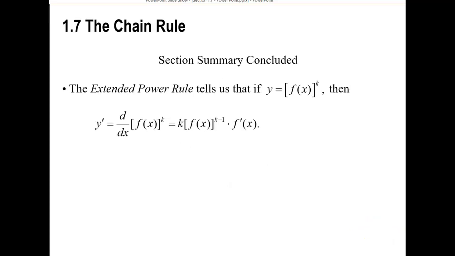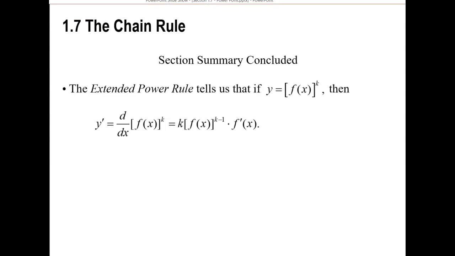So mainly we're applying our extended power rule at this point to utilize our chain rule, which is the derivative with respect to x of f of x to the k. Your power rule applies with the k, so it's k times f of x to the k minus 1 times the derivative of the inside function, f prime. Right? So that is the end of section 1.7.